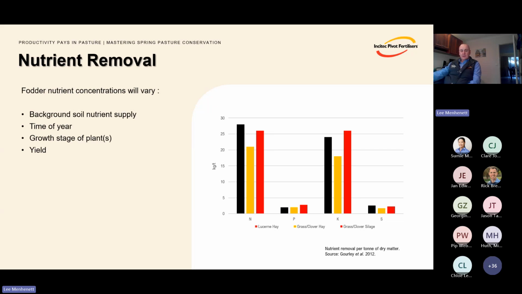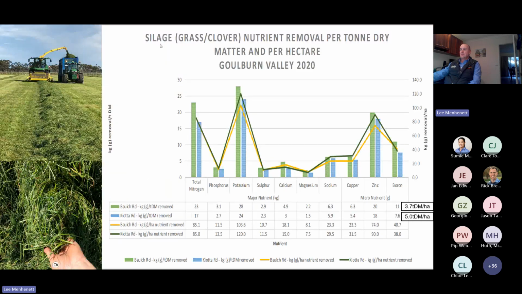And so a good way to have a look at that is actually grab a silage sample or a hay sample as it's about to be put into the silage wagon or wrapped up or baled up, and just send it off to the lab. And you can get some really good information and look at the variability and really nail down these budgets of nutrients that are coming off farm.